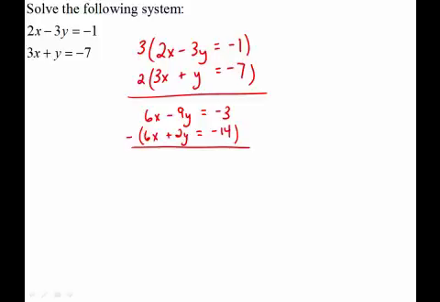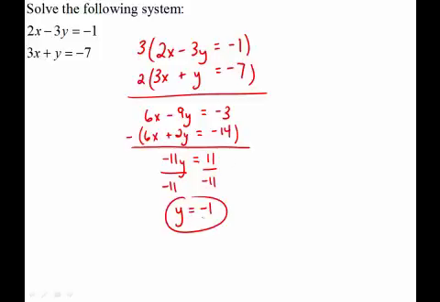Okay, so when we're doing subtraction, I'll go through it. So we got 6 minus 6 is 0, so the x's are gone, and that's exactly what we want. Then we have negative 9 minus 2, so that's negative 11y, and negative 3 minus negative 14. So minus minus becomes plus. Negative 3 plus 14 is 11. And then I can solve for y. And so y equals negative 1.